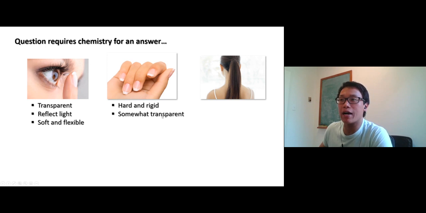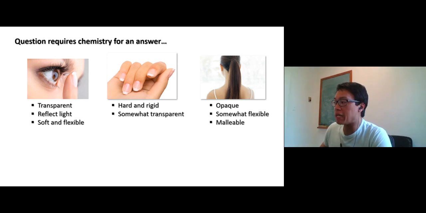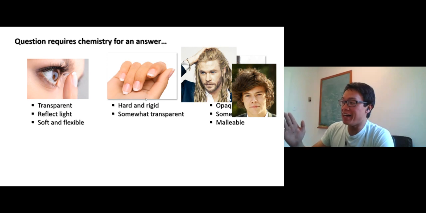All right, hair. What are the properties of hair? Opaque, so light cannot go through it. Somewhat flexible and malleable. Do you know what malleable means? Malleable means you can hammer it, you can stretch it, you can make it change shape without breaking or cracking it. And you can do a lot of things to hair. You can curl it, you can straighten it.